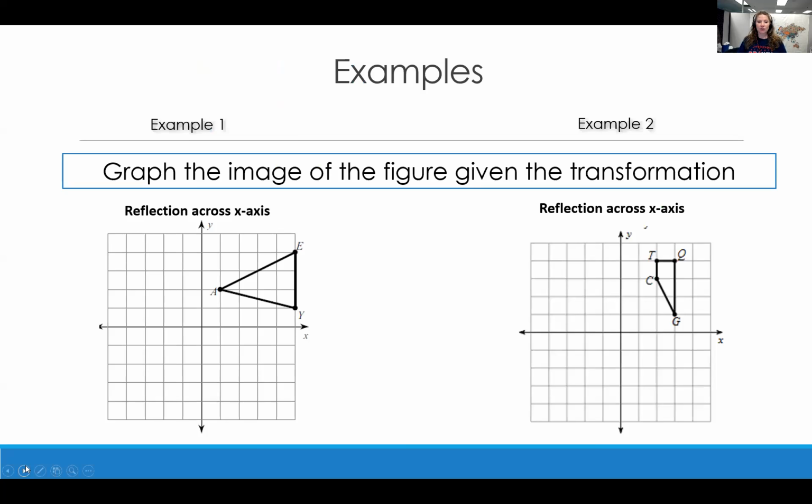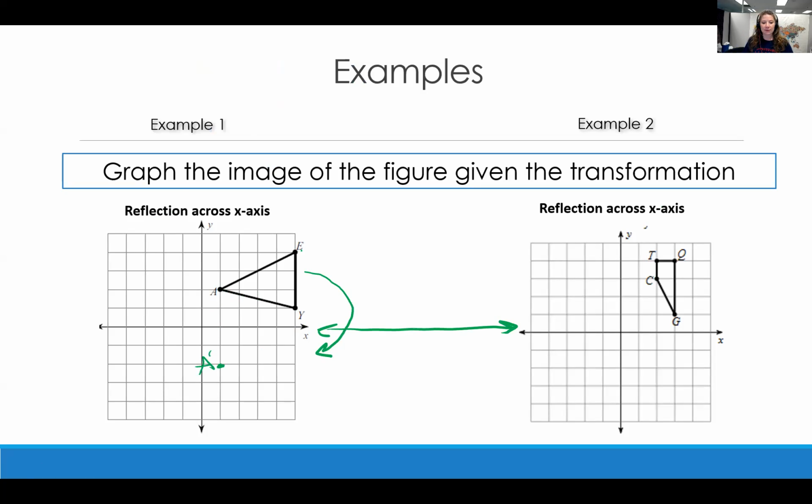So here we are reflecting across the x-axis. So remember the x-axis. We're flipping this thing over the x-axis. So basically you take each point, you count toward the line of reflection, 1, 2 spaces, you keep going in the opposite direction, 1, 2, and A prime would be right there.